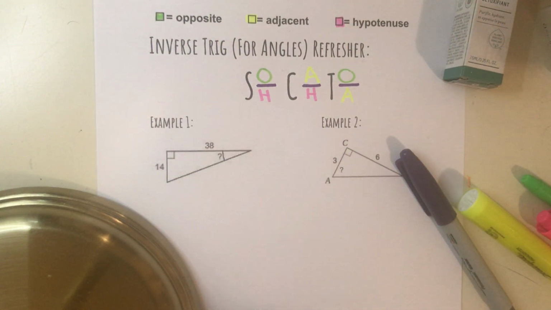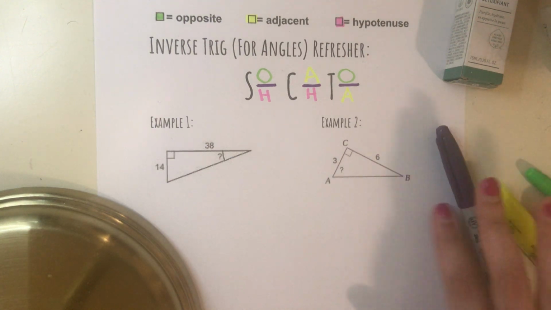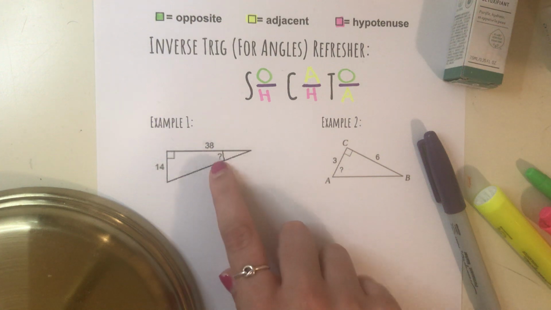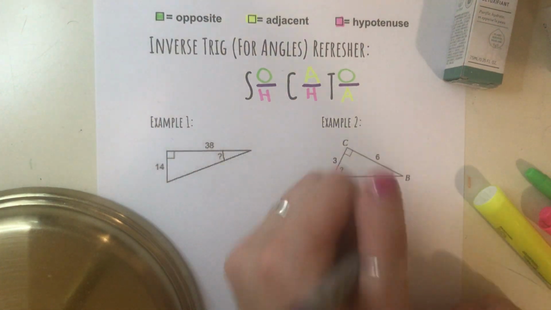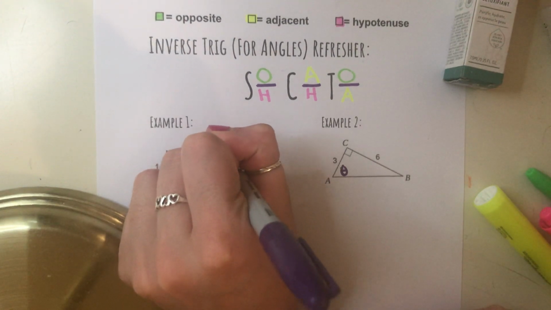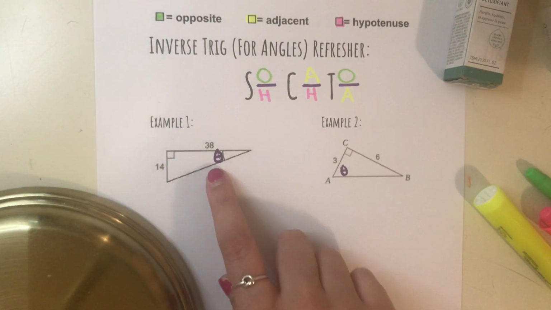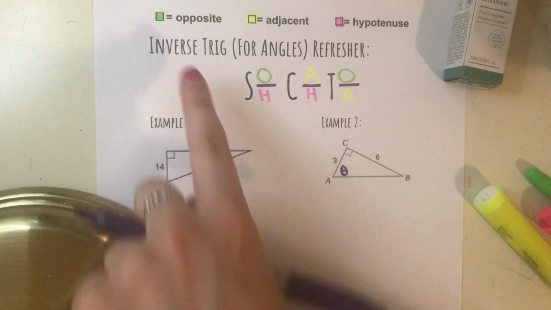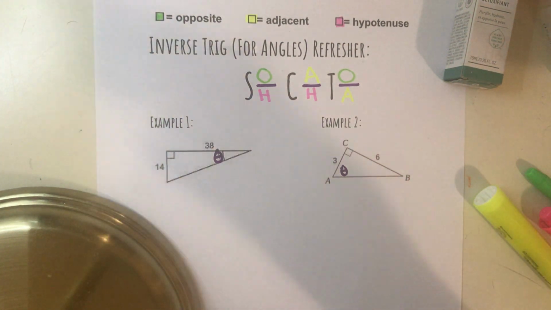In this refresher video, we are going to find the missing angles using trig. So when theta is the thing that's missing, when the angle is missing, we call it theta. So I'm going to draw theta. Theta is the Greek letter for an unknown angle. So when theta is the thing that's missing, I use inverse trig to find that missing angle.